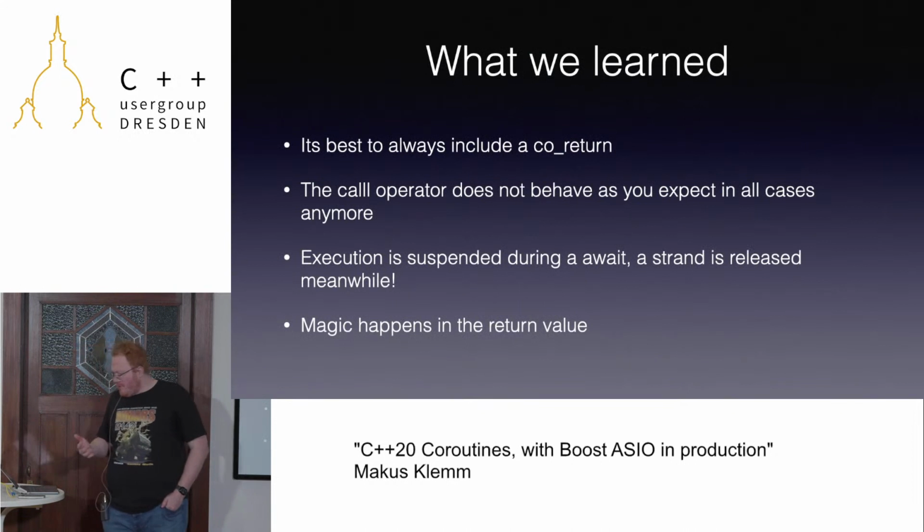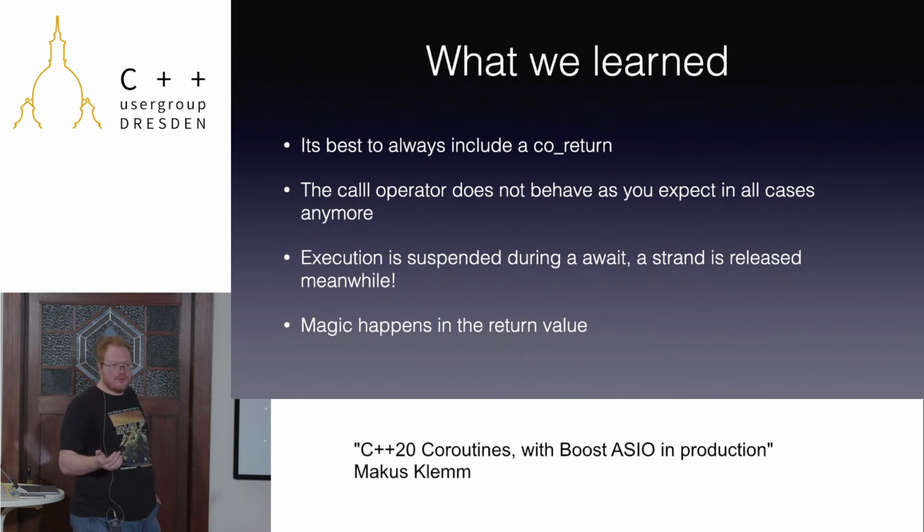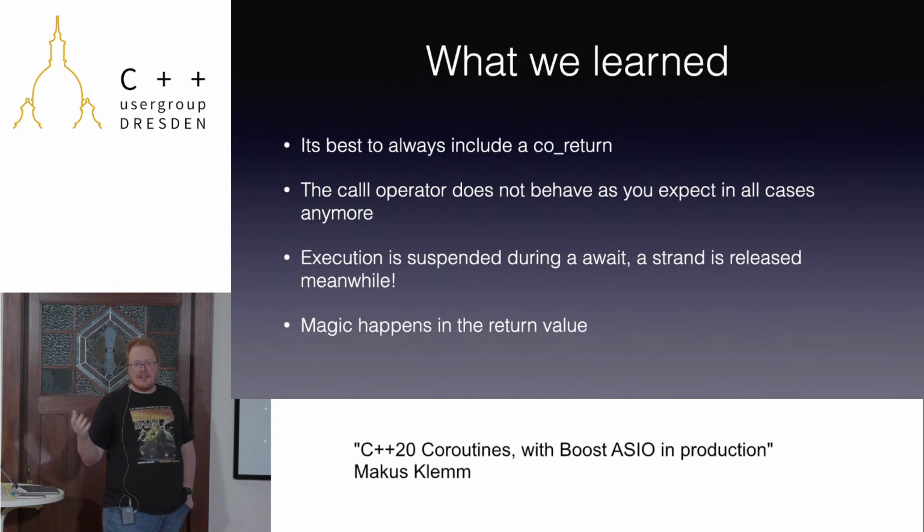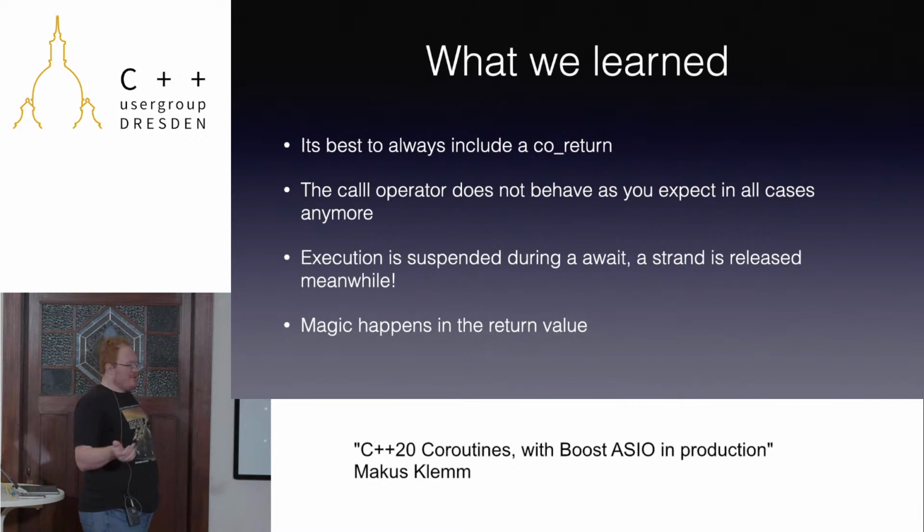And just to recapitulate what we have learned, best is to always include a co-return at the end of your function, so that you can't accidentally, for example, delete the last co-await statement, and by accident you have turned your coroutine into a function. And yeah, the call operator has changed its behavior in some cases. Execution is suspended in a co-await. Always keep this in mind, especially if you have to synchronize using strands, for example. And most of the magic happens in the return value of the function, in the Boost ASIO awaitable with its template parameter.